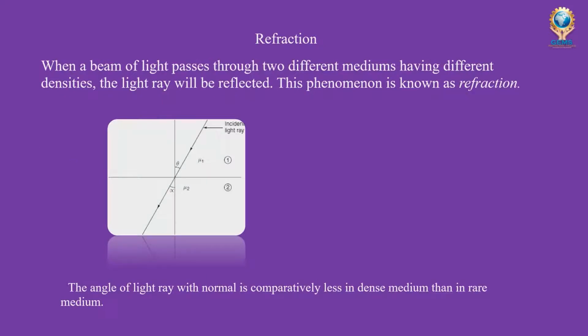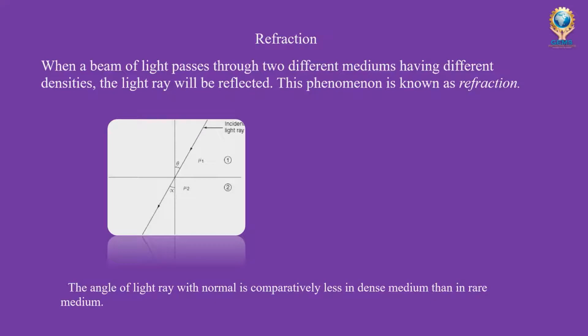Now we will see the refraction. Refraction is when the light ray goes from one medium to another medium. When a beam of light passes through two different mediums having different densities, the light ray will be bent. That phenomenon is known as refraction.